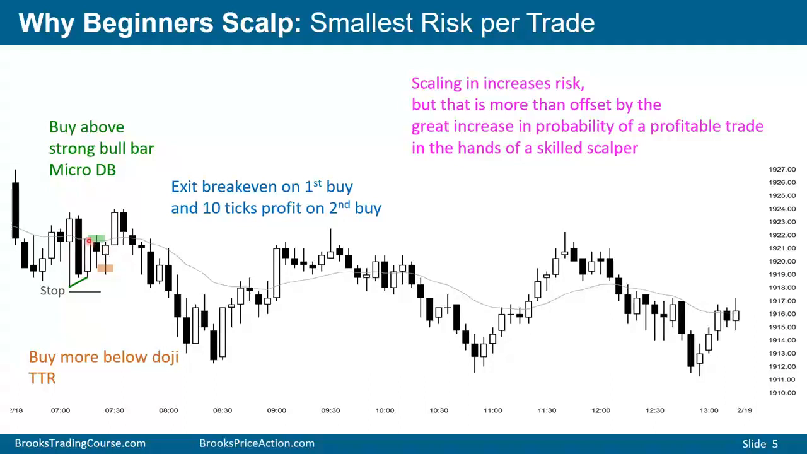If a bull did that, he would try to exit break even if the market gets back to his original entry price, and then he'll end up with a 10-tick scalp on his second entry. He buys here, just above this bull bar, buys more at the low of this bar, which is 10 ticks lower, and then when it gets back above the high of this bar, he gets out break even on his first entry, and then with 10 ticks profit on his second buy.